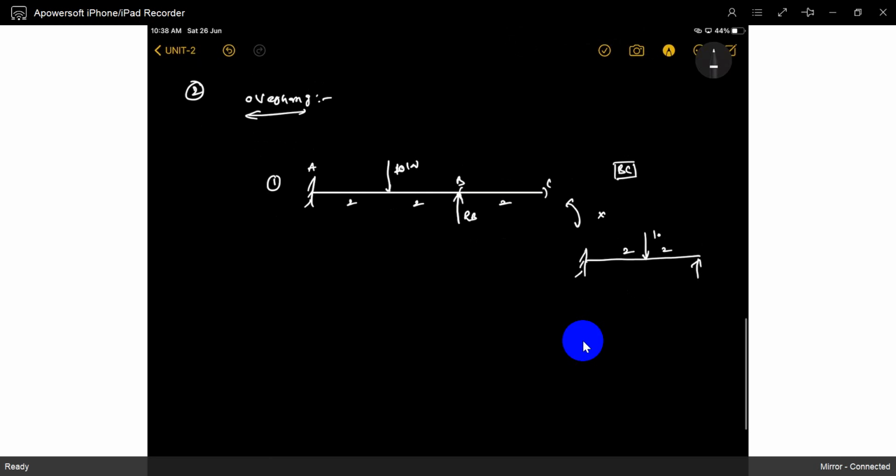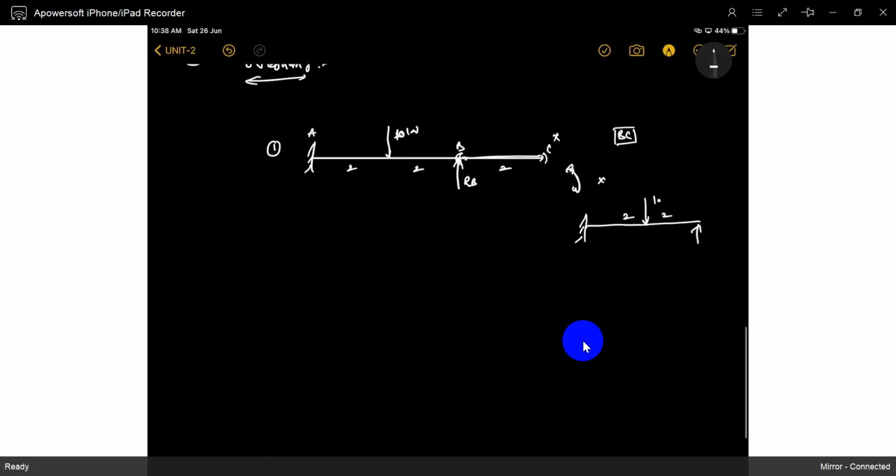If I give it like this, there is no load on BC. It will stay as it is, because BC has no bending and shear. That will be null and void, a waste, so that is not a problem. That's why I choose this: 2 meters, 2 meters, 2 meters, 25 kilonewtons, and again 15 kilonewtons. Now it has some experience.